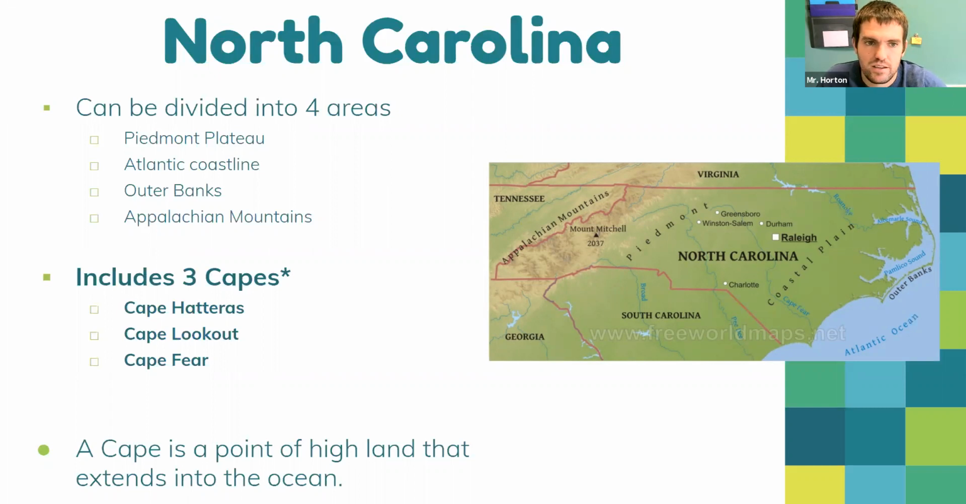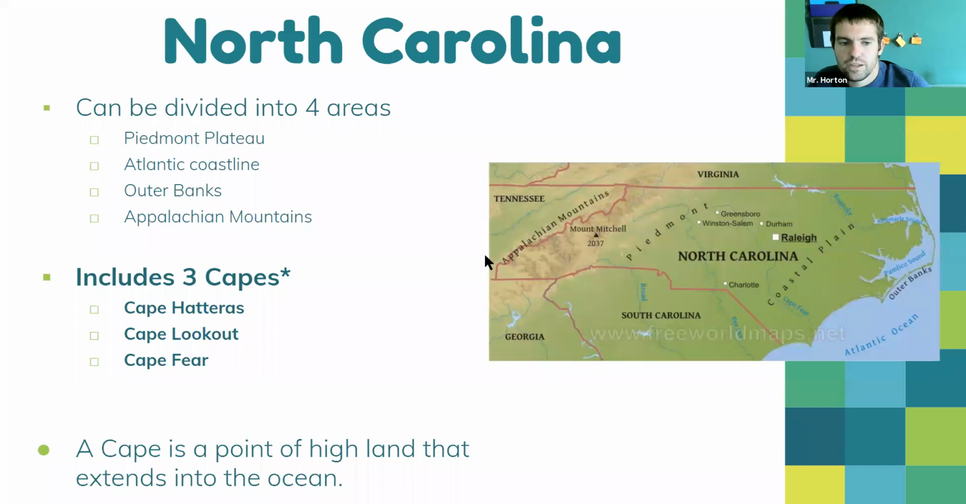North Carolina can also be divided, since it's such a drawn out state, extending very long in terms of width. There are 4 different smaller regions within North Carolina. You have the Piedmont Plateau region, which tends to be in the middle and is more flat land. Then you have the Atlantic coastline along the Atlantic Ocean. You have the Outer Banks, the land along the coast. And then you have the Appalachian Mountains on the far left side of North Carolina that run through the state as well, okay?